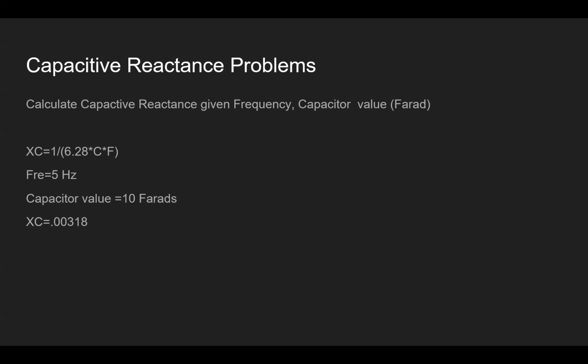So let's say your frequency was 5 Hertz. If you remember, that's the unit for frequency. When we've been talking about waves, that's how frequent those waves are happening. The capacitor value in this example is 10. So the way you would do this problem is 1 divided by 6.28 times your capacitance, which is 10, times your frequency, which is 5.